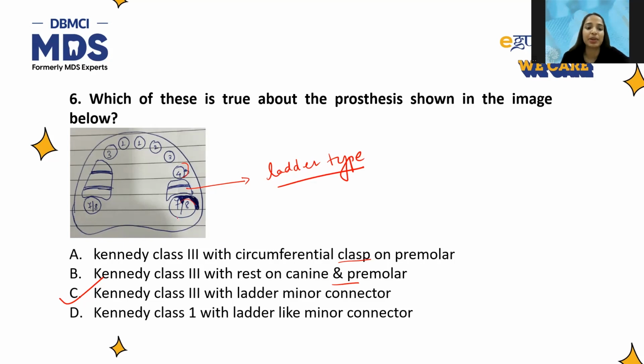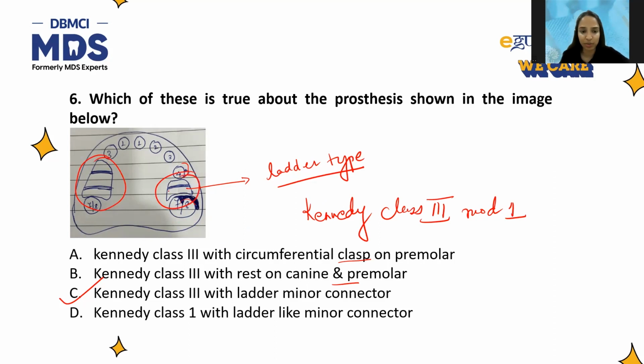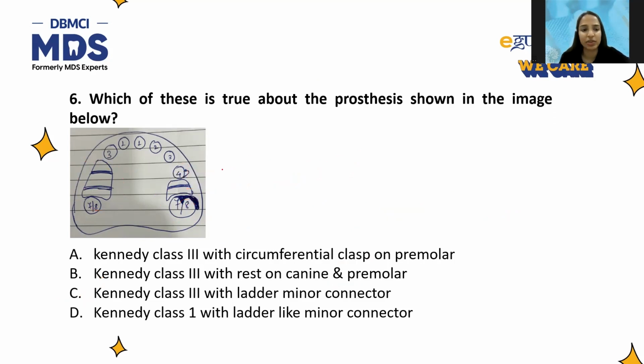Now, if we classify this particular exact photo, it becomes Kennedy class 3 modification space 1, because on one side or the other side, both, it is a tooth bound space. It is a Kennedy class 3, and you have your one modification space. Now we look at this one particular situation. If we just generally see, this was our answer. This is Kennedy class 3 modification space 1.